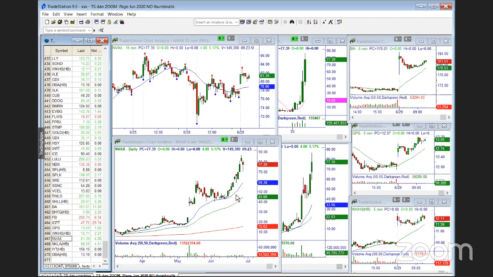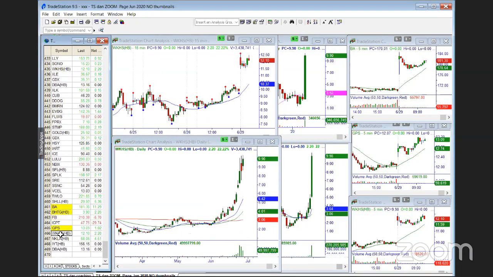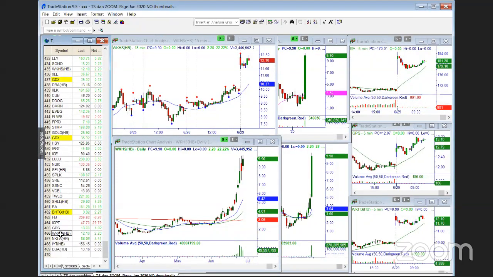NVAX, this was a beautiful 1, 2, 3 right here, and this big old bull flag right there. Yeah, you know, it's left the station. Here's Workhorse. This is one I have on my list to sell an out of the money call spread when it trades under a prior bar's low. It will reverse. It's just a matter of when. Could it double from here? Sure. Who the heck knows? But it will come back to earth someday.